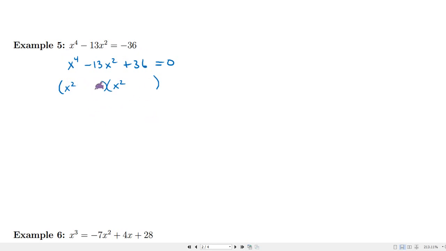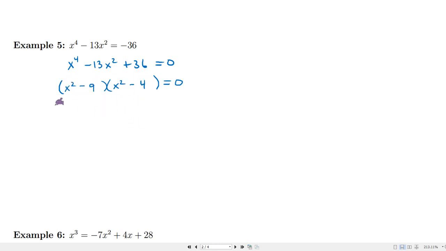We need the product of the last two to give us positive 36. Since we're getting a negative in the middle term, it looks like we're going to have a minus and a minus. And can you think of any two factors of 36 whose sum would give us that 13? Well, that seems like it would be 9 and 4, right? So 9 and 4. And so that should work. So that would be minus 4x squared minus 9x squared would give us the minus 13x squared, and then the plus 36. Okay, so that looks good.